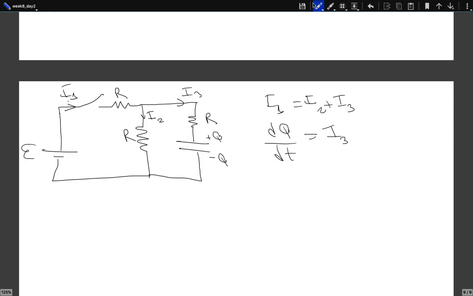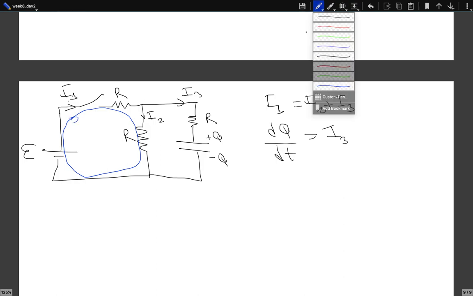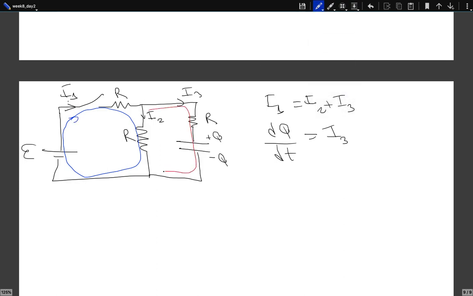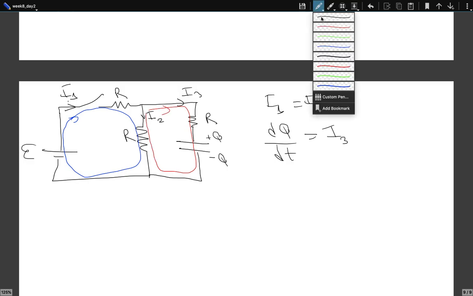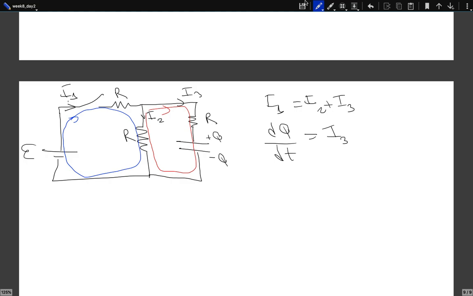Now I have the loops. Let's say this is one loop. This is the other loop. Now let's start with the blue one. What is the potential drop as I go from this point to that point? The potential drop is minus epsilon. Now this circuit is now closed, so there is no potential drop.